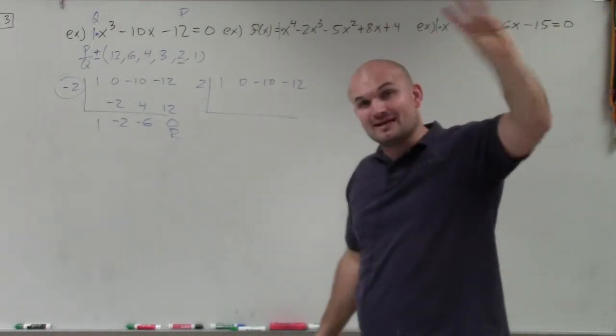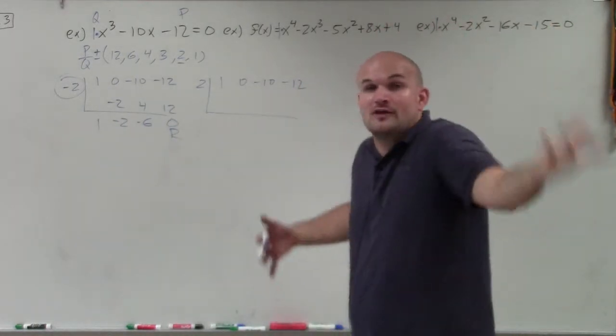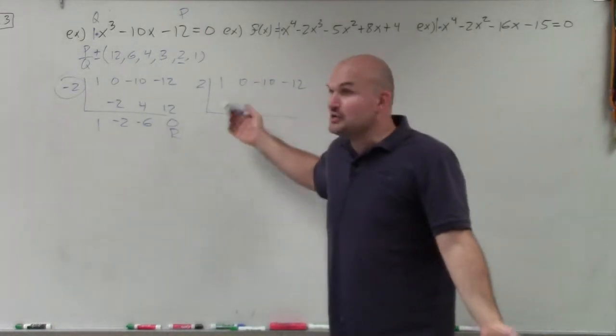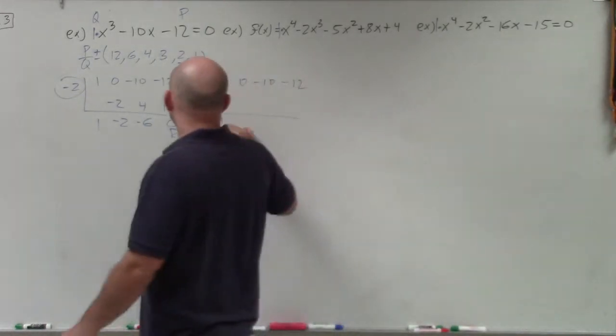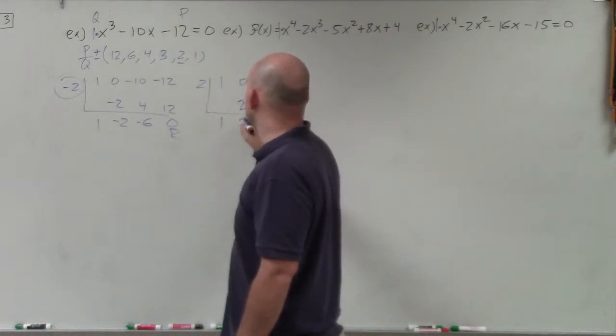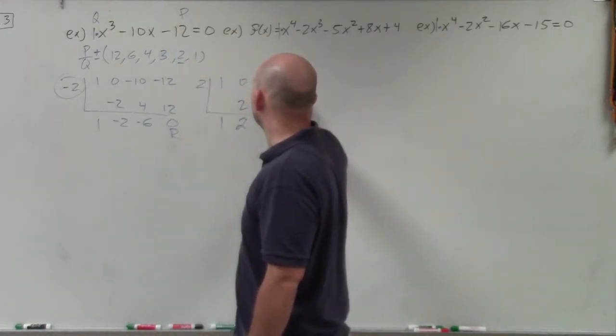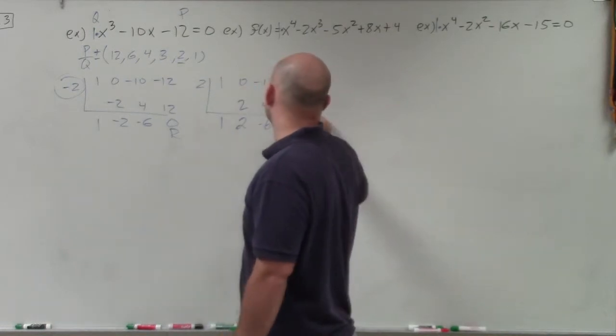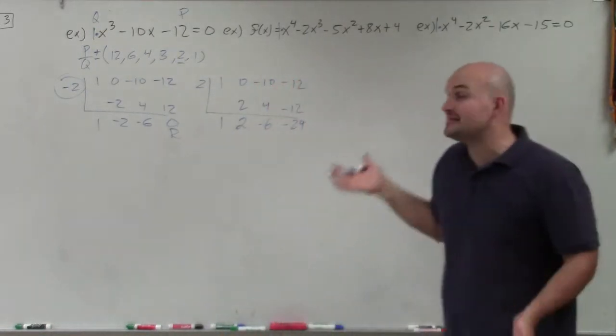Now, notice that the power again is 3. There's 2 other zeros. Are they rational, complex, irrational? I don't know. Since I already set up 2, let's go ahead and do that. So I bring down 1. 1 times 2 is 2. 0 plus 2 is 2. 2 times 2 is 4. Negative 10 plus 4 is negative 6. Negative 6 times 2 is negative 12. Negative 24. So 2 is not a 0.